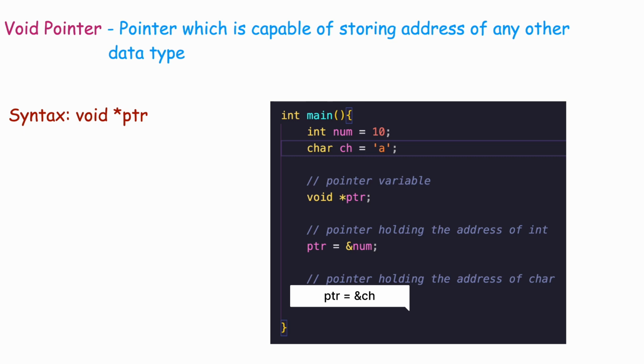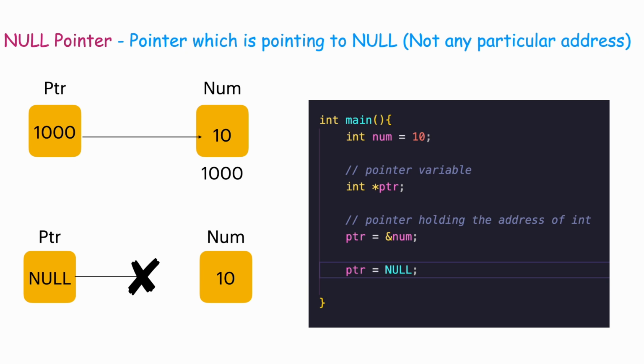That is the beauty of a void pointer, it is able to store the address of any data type. But a normal pointer is capable of storing the address of the same data type only, whereas a void pointer can store the address of any other data type. So I hope you got the meaning of void pointer. Now next is null pointer.